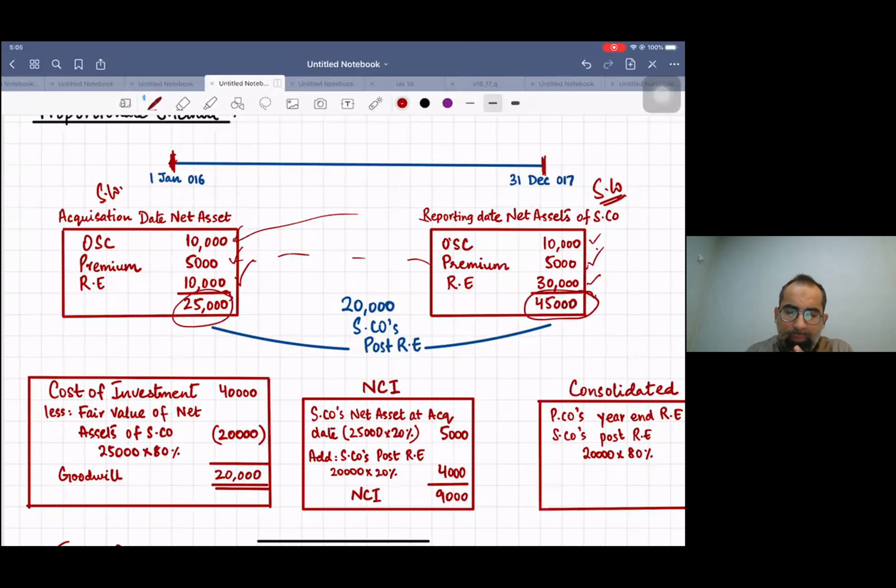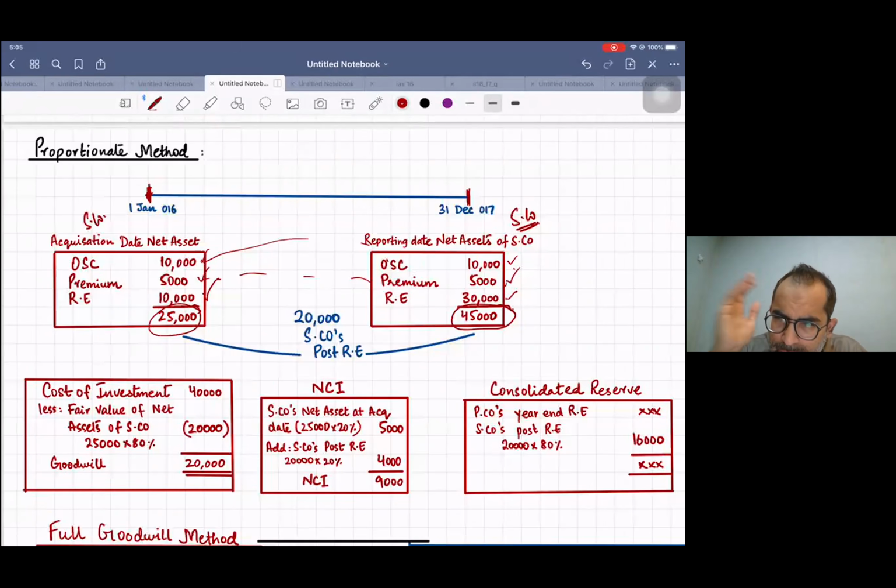Now, there are 2 methods of consolidation. You have studied this with your teachers, that there are two methods of consolidation now after 2008. The first method is the proportionate method. What do you mean by the proportionate method? For example, the parent company has just acquired 80% shares of S company. So if we are using the proportionate method, then we'll calculate proportionate goodwill, meaning we'll only calculate 80% goodwill. Now what's the formula of goodwill?